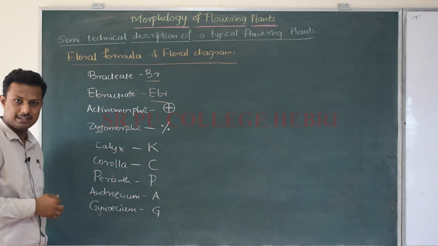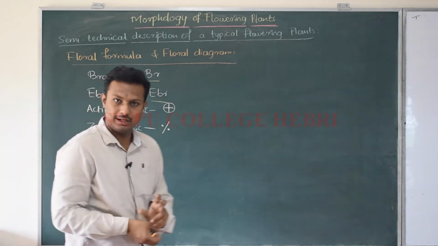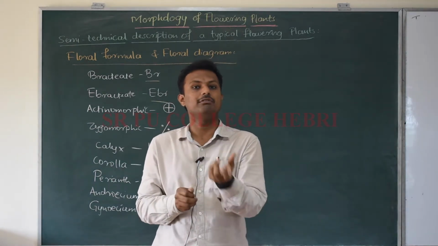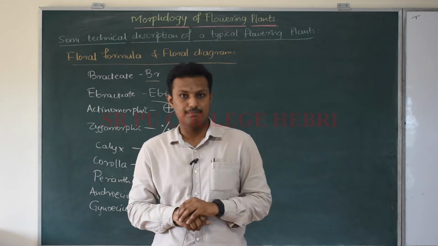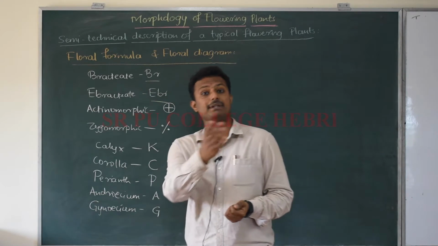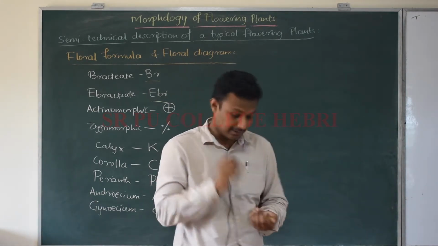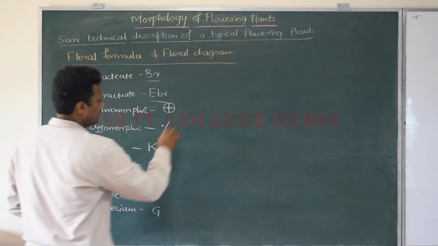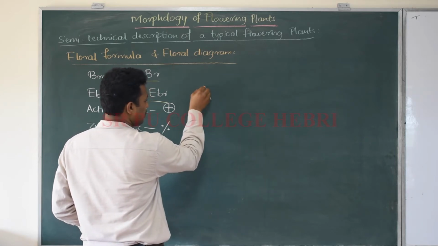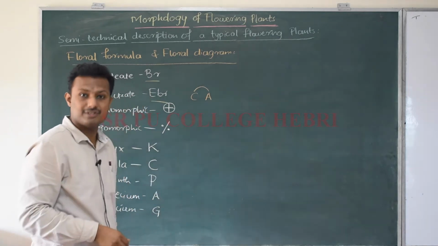Okay, I hope this is clear. And not only this, in the floral formula, along with the symbol, we can also show the fusion of one whorl with another. For example, if the condition of the stamen or the androecium is epipetalous, that means stamens attached to the petals, how can we show that? See, androecium, this is corolla, you can show it like this. Okay, say for example, it is epiphyllous condition.